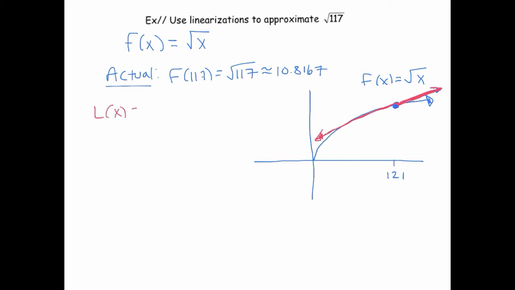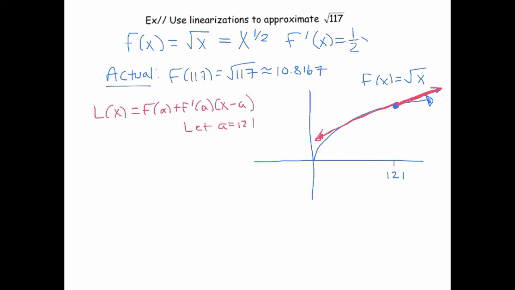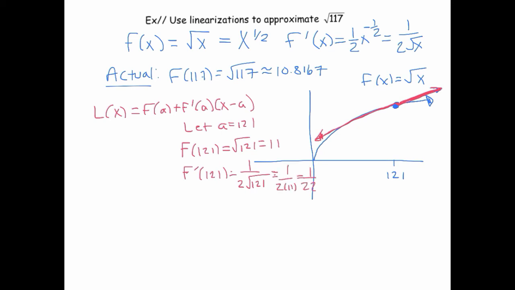So we know that the general structure of the linearization is this. Now the a I'm using in this case is 121 because we know that square root exactly. And one thing I'm going to need to know is the derivative of root x in order to find that slope there. So I'm going to write this as x to the 1/2, and then when you take its derivative, you get 1/2 x to the negative 1/2, which is 1 over 2 square root of x. And so that means that f of 121, which is the square root of 121, is 11, and f prime of 121 is 1 over 2 square root of 121, which is 1 over 2 times 11, which is 1 over 22.